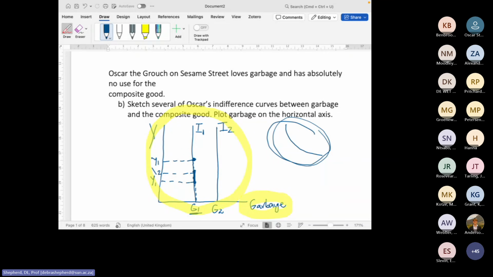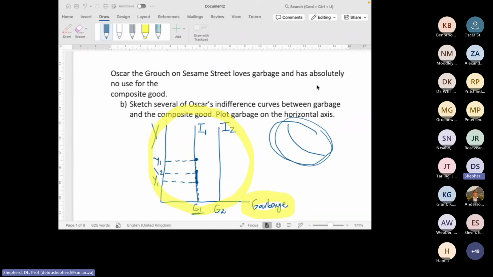Okay, so I see a question in the chat. If Oscar had no use for garbage and loves the composite good, would it be horizontal? Absolutely, exactly. An individual who gets neither utility nor disutility from garbage and only gets utility from the composite good would have perfectly horizontal indifference curves.